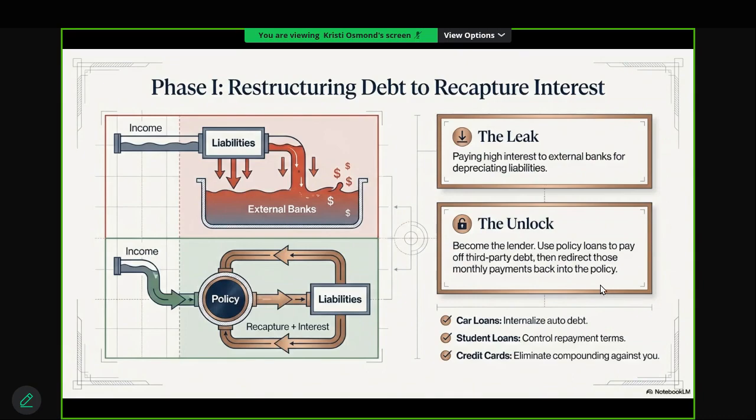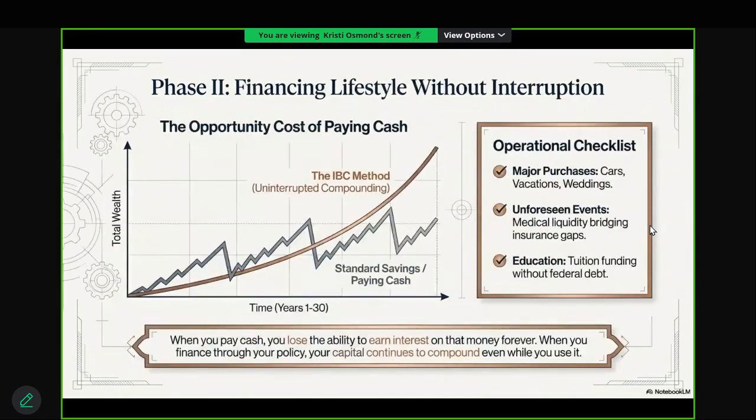Then if I click the right button, this is another one: the opportunity cost of paying cash. So, financing lifestyle without interruption. The fact that you have a policy that continues to keep growing allows uninterrupted compounding, so that as opportunities come up, or negative things come up, you have the option to do both while the policy is still continuing to grow.